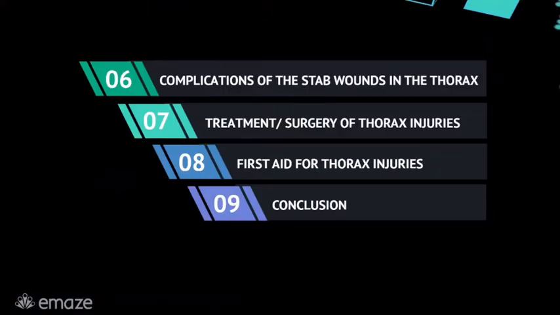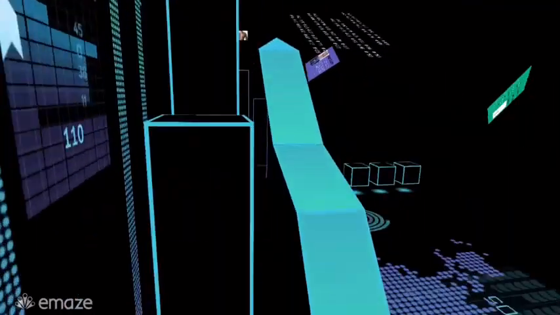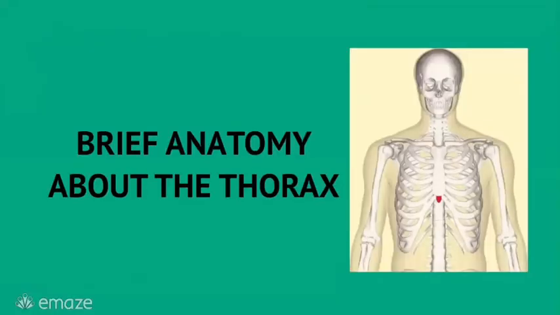Number six, complication of the stab wound in the thorax. Number seven, treatment, surgery of the thorax injuries. Number eight, first aid for thorax injuries. And number nine, conclusion. And I will start with a brief anatomy about the thorax.